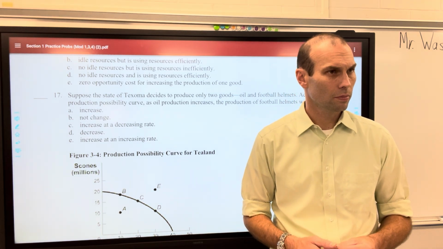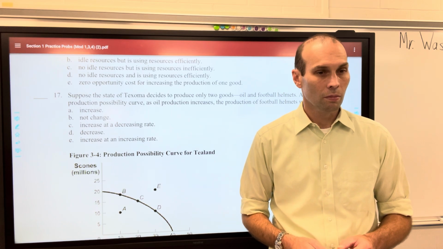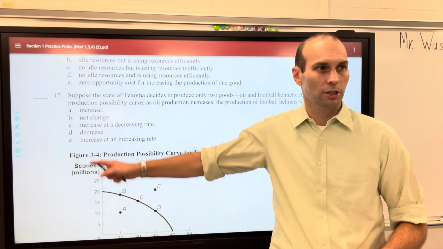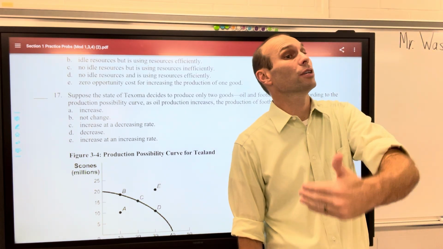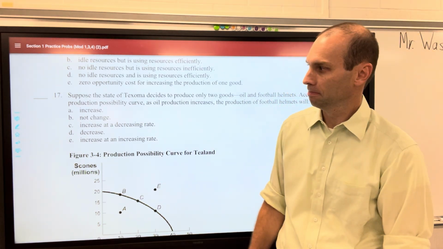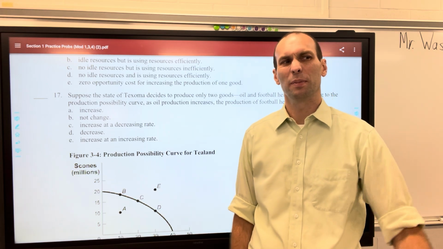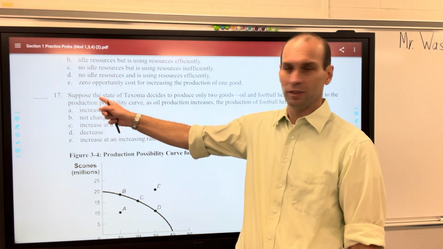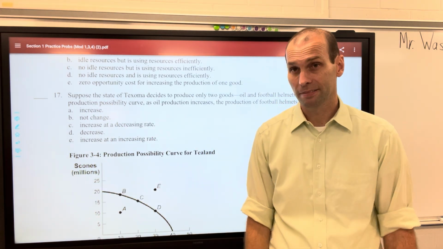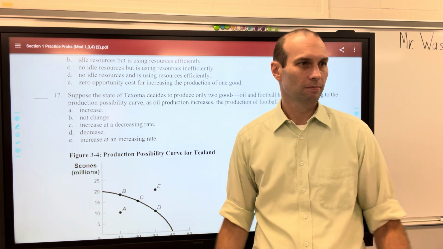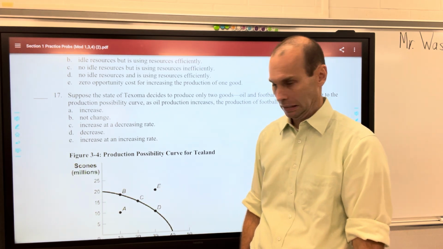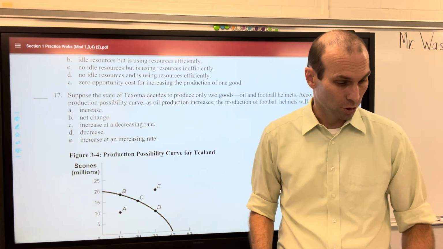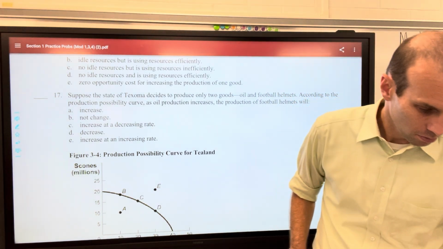So if the two products were similar in resources, what would happen? It would still be decrease. It should be decrease at an increasing rate, but decrease is gonna be good enough because there's no other decrease. Anyways, that makes sense? Sorry, I thought they'd have decrease at an increasing rate, and then I read the rest of it. Okay, we're good? 22?